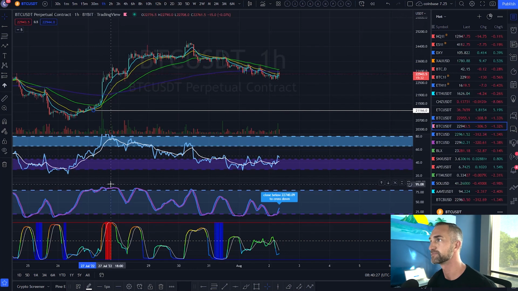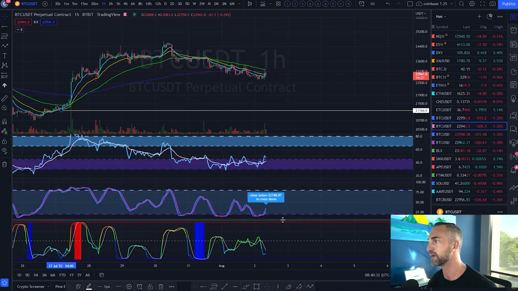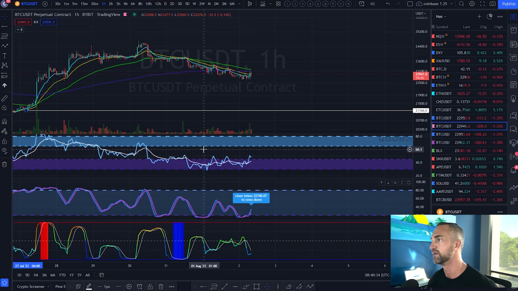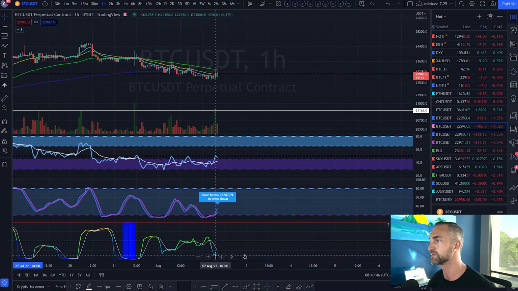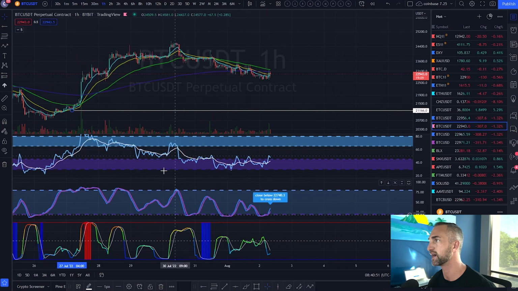So pretty much on the hourly time frame, what do we see here? Additionally, what am I looking at here? I see volatility is low. This is our volatility indicator. This is the momentum indicator. Stochastics are crossed to the upside.